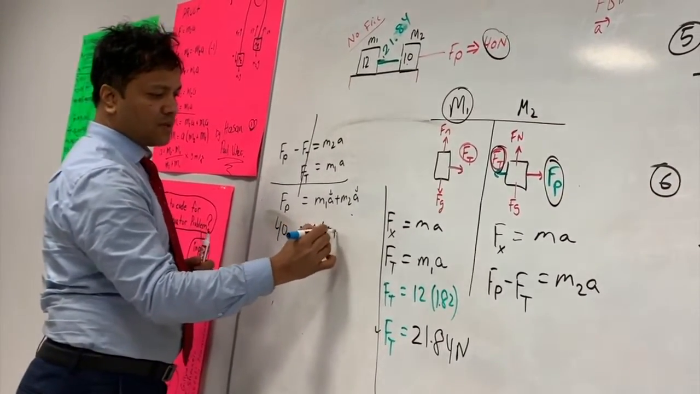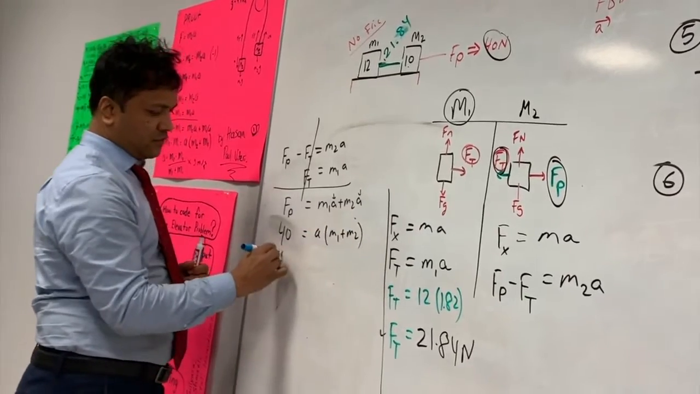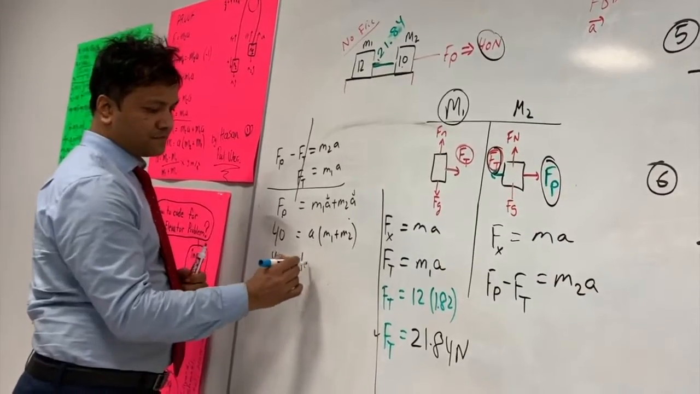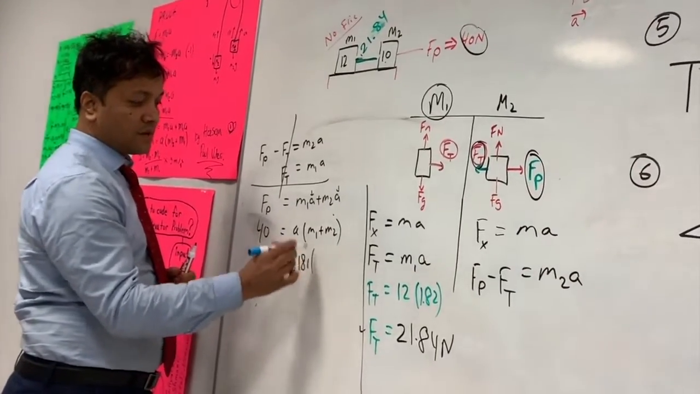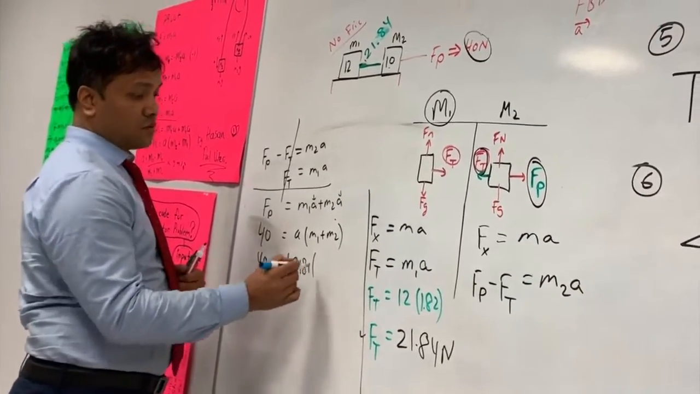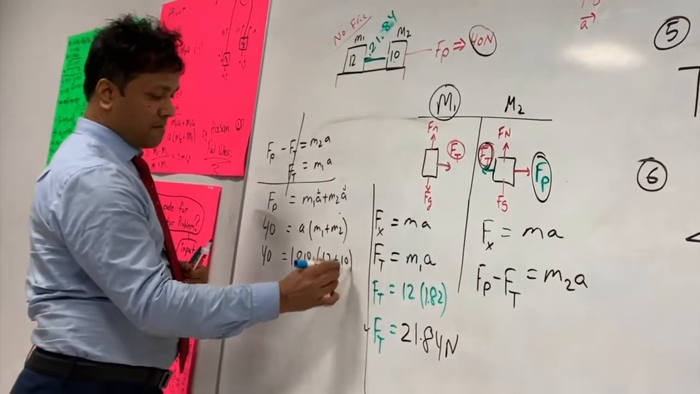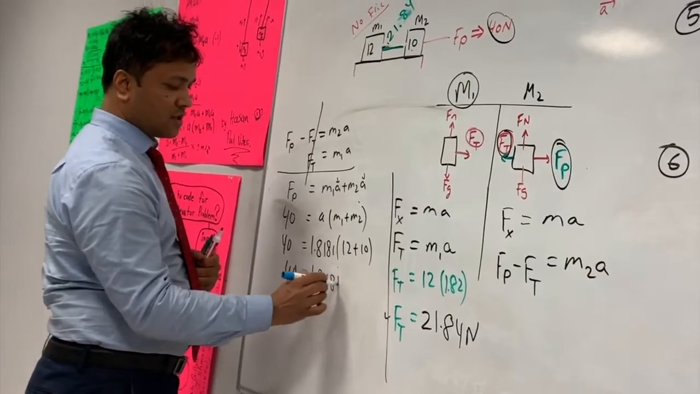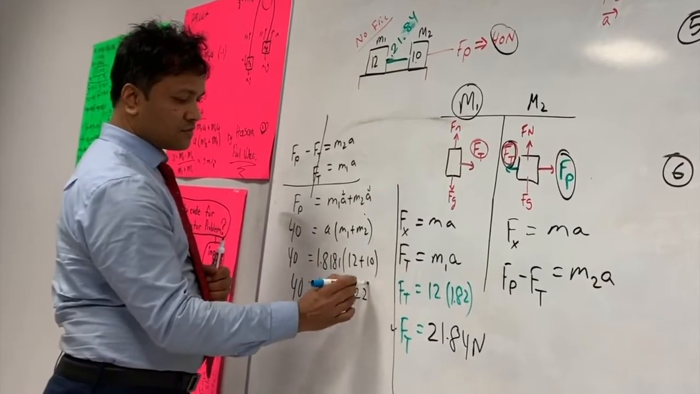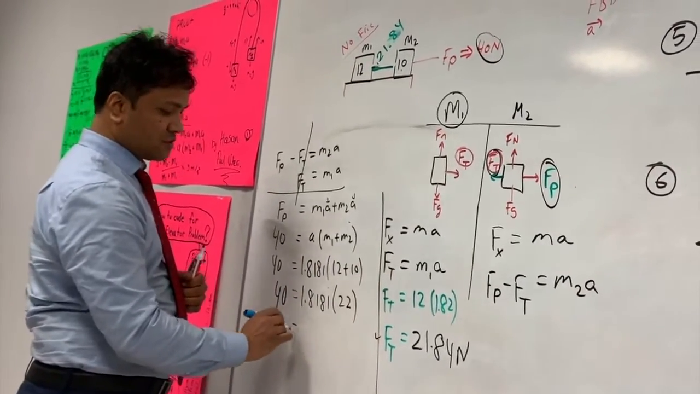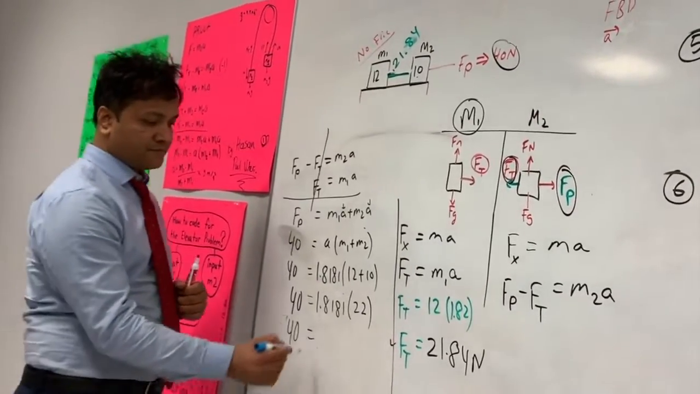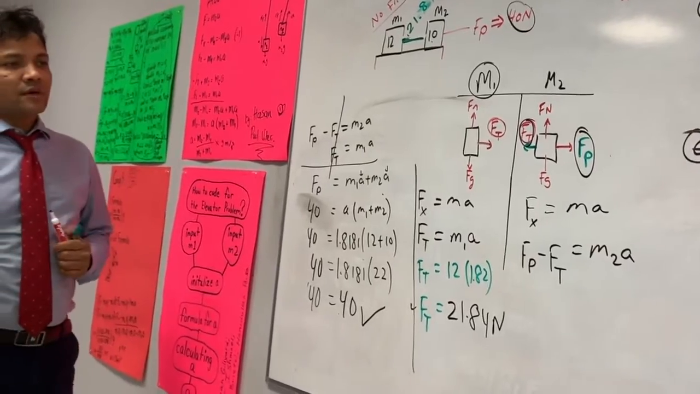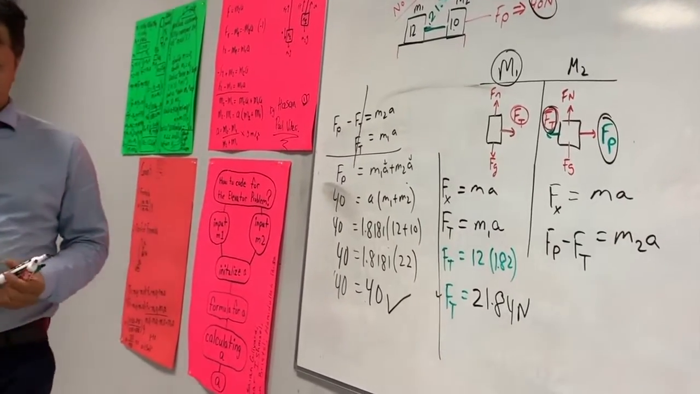A times (m1 plus m2). So 40 is equal to, A is 1.8181, M1 is 12, M2 is 10. So 40 is equal to 1.8181 times 22. So 40 is equal to 39.99. Good. Okay? Awesome.